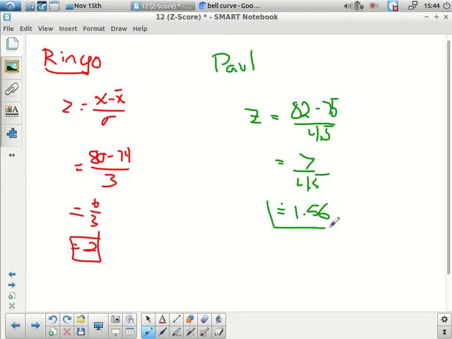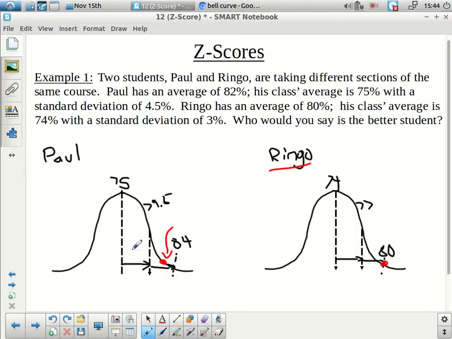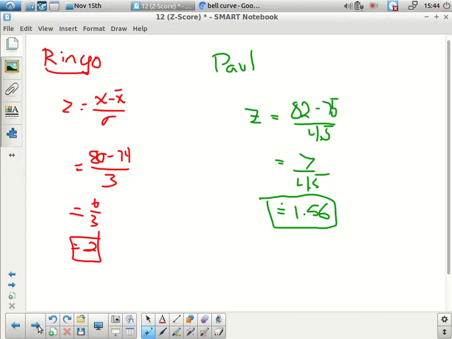And again, on the diagram, that seems about right. 1.5 deviations would be just before this, so it's 1.56 deviations away. So again, that kind of shows that Ringo is farther away from the mean in his class than Paul is.